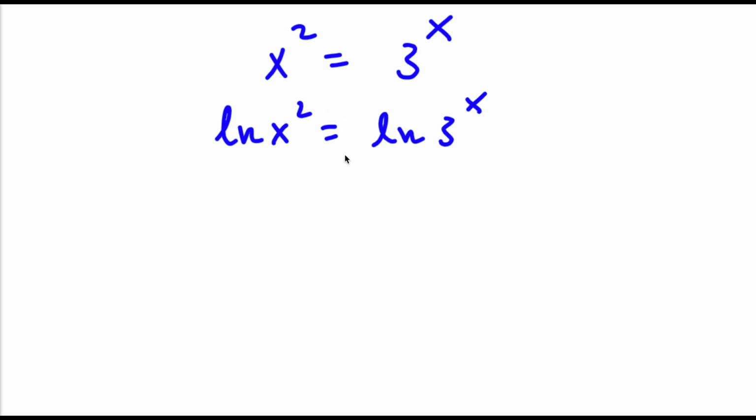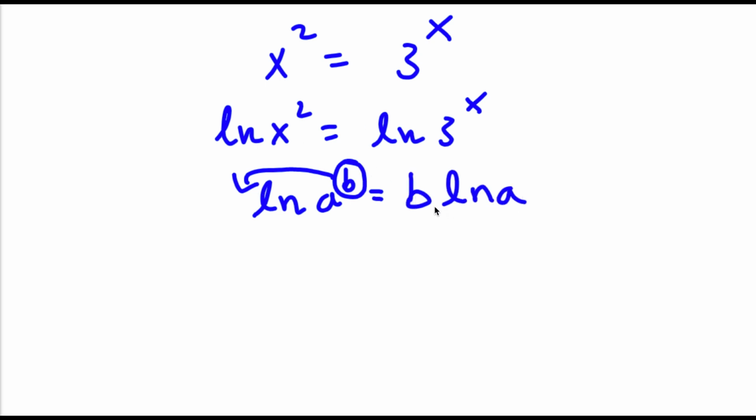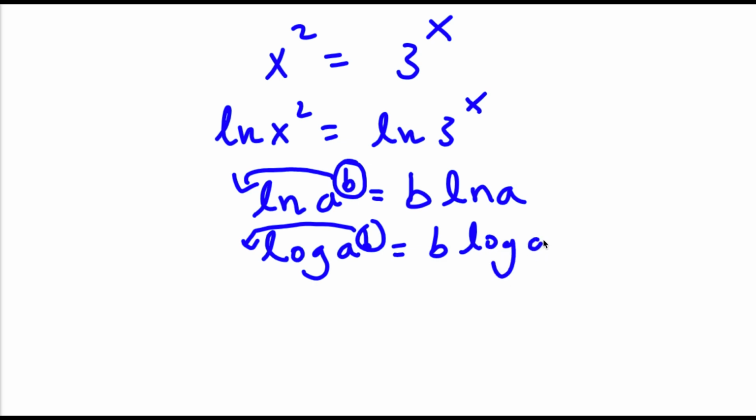So now, if I have something in the form ln a to the power of b, I can actually move this exponent b to the front of the logarithm. So now I have b times ln a. So ln a to the power of b is equal to b times ln a. And this obviously also works for normal logarithms. So if I have log a to the power of b, I can move the exponent to the front. Now I have b times log a.